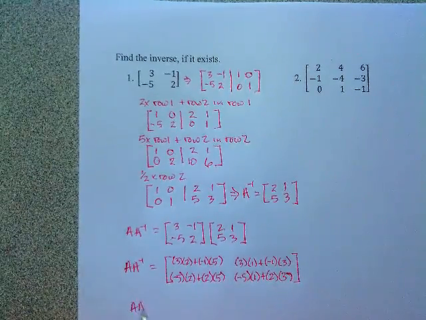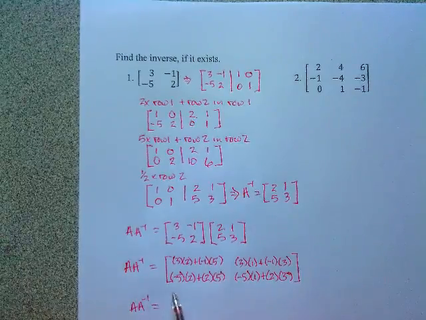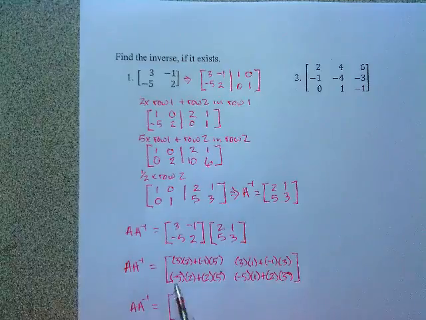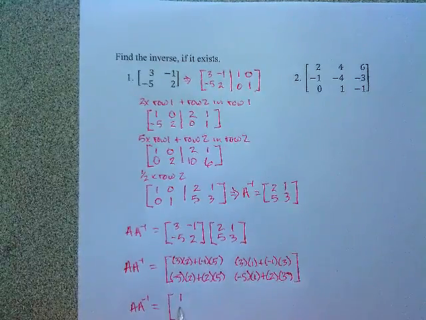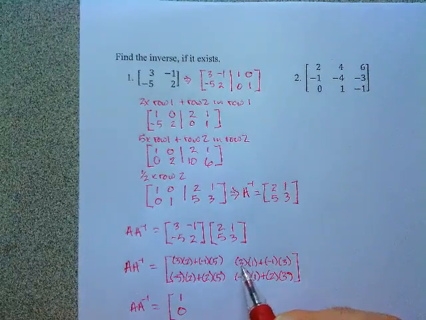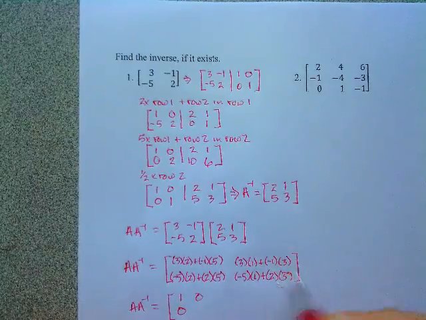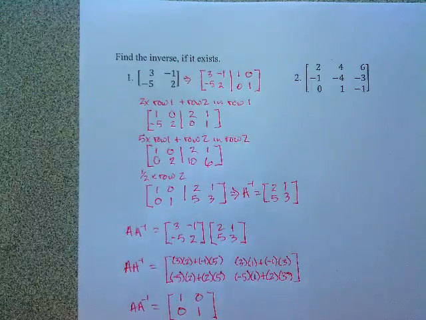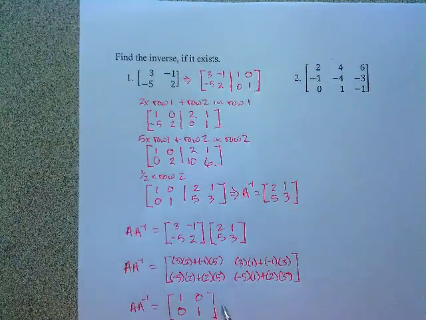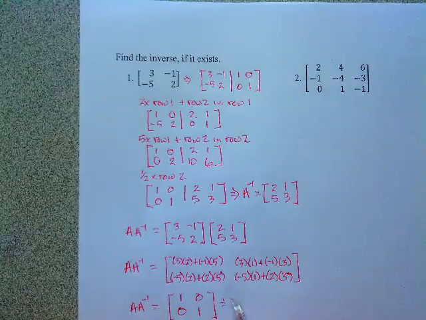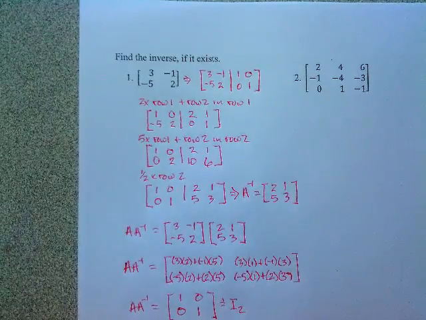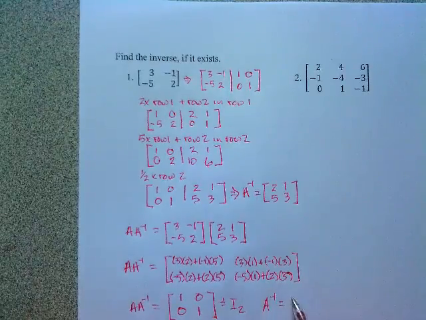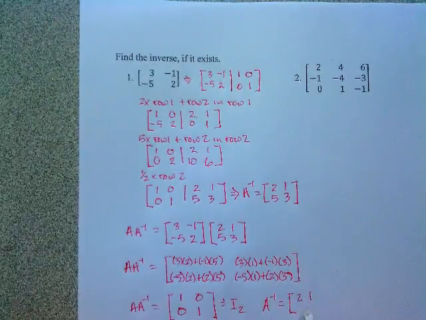And so 6 minus 5, 1. Negative 10 plus 10, 0. 3 minus 3, 0. Negative 5 plus 6, 1. There's our identity matrix. This would be equal to I2, the 2 by 2 identity matrix. And so our inverse is, in fact, [2, 1; 5, 3].